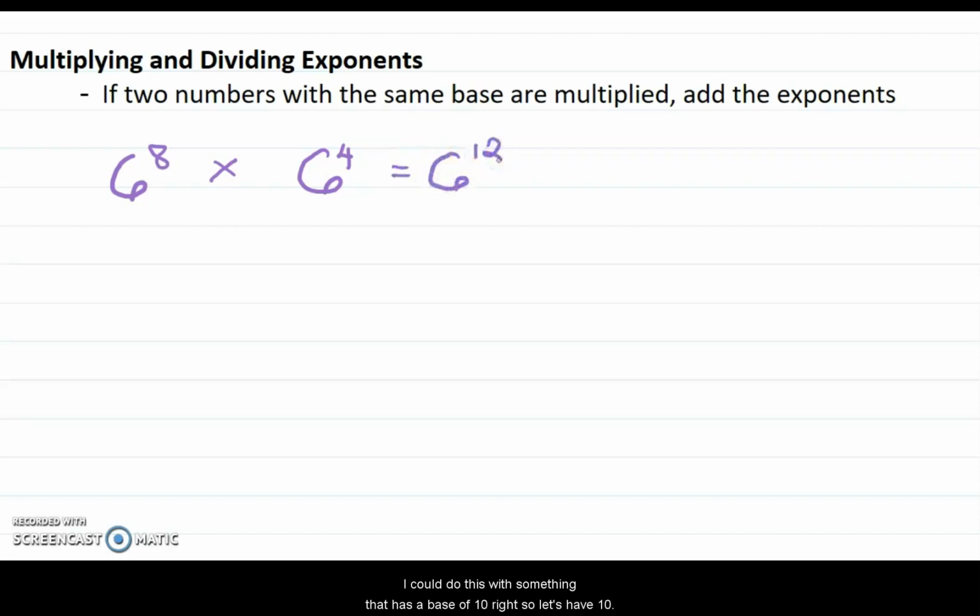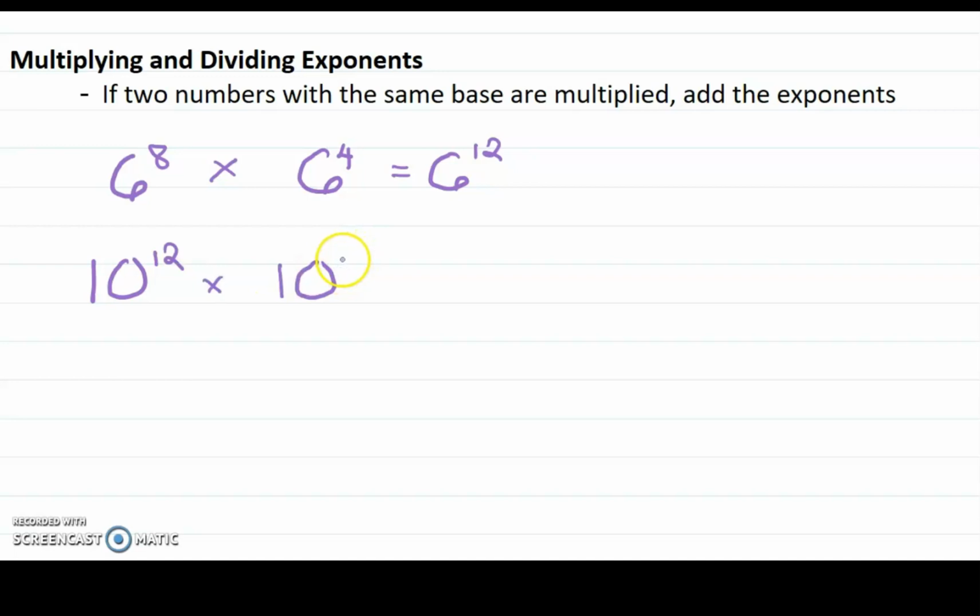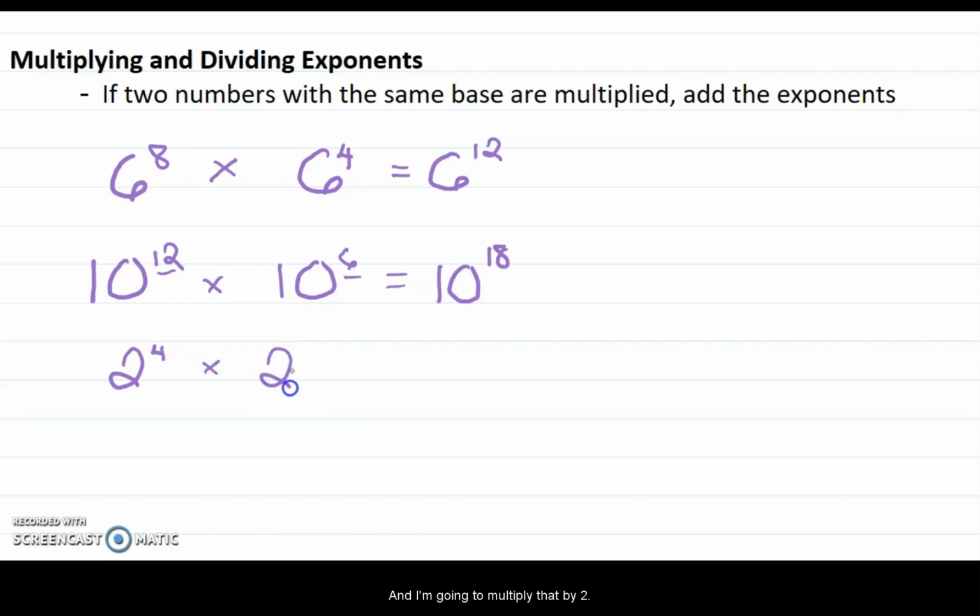I could do this with something that has a base of 10, right? So let's say I have 10 to the 12 times 10 to the 6. All right. In that case, the number would be 10 to the 18 because 12 plus 6 is 18. I'll do one more. Let's say I have 2 to the 4, and I'm going to multiply that by 2 to the 2. My answer here would be 2 raised to the 6.